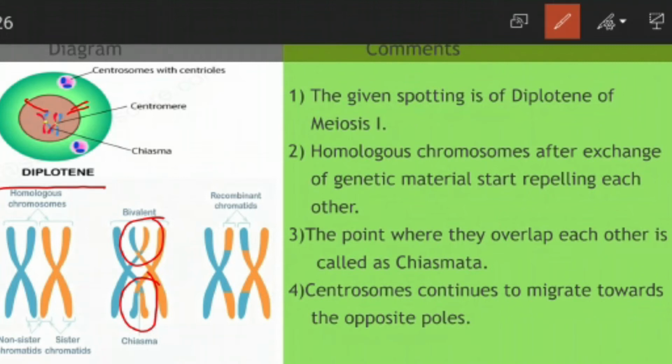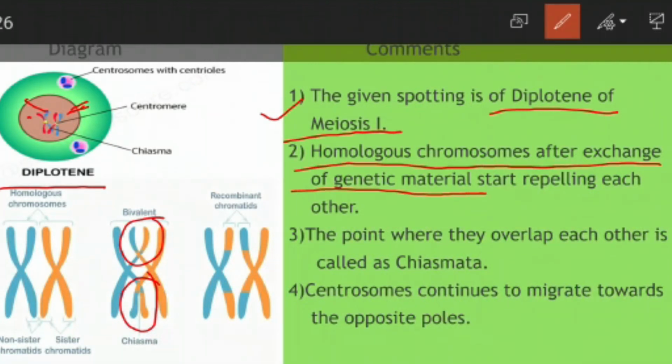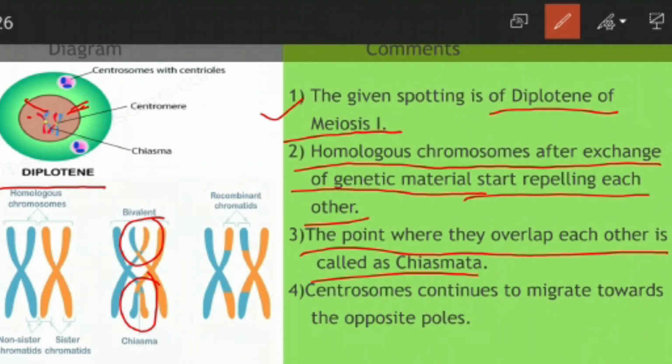Okay, now see what happens. Your first point will be: the given spotting is of diplotene of meiosis one. How will you identify? When both the chromosomes repel from each other, but at certain points they are still coiled, that stage is called diplotene. Now see what happens here. Homologous chromosomes, after exchange of genetic material, start repelling from each other. The points where they still overlap each other, suppose this point here, are called chiasma, or chiasmata.